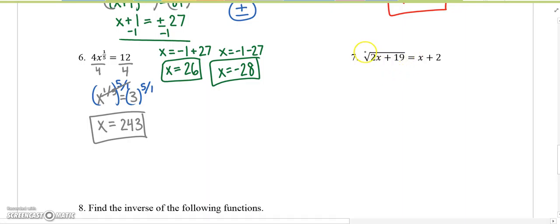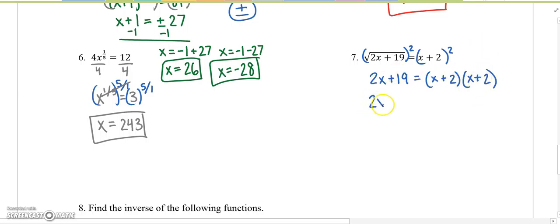Last solving one, it's the hardest one. Here I'm going to get rid of that square root by squaring both sides. But remember, on the right side, that means I have to multiply it twice: x plus 2 times x plus 2. You got to FOIL that out. So this is going to be one where we have to factor. 2x plus 19 equals x squared plus 4x plus 4.